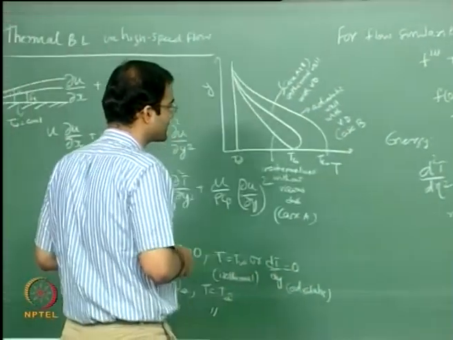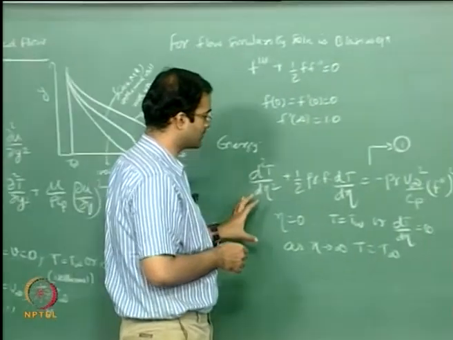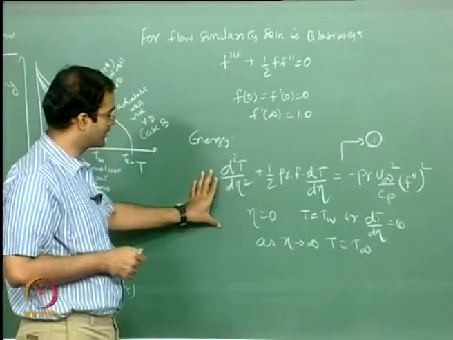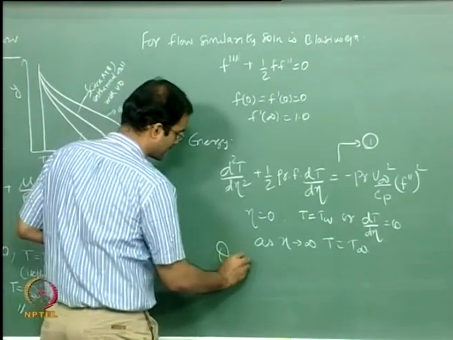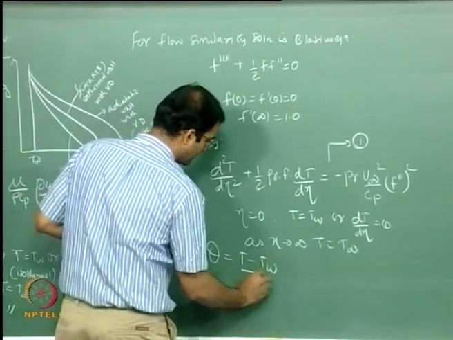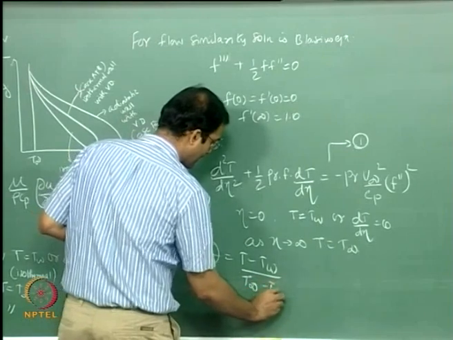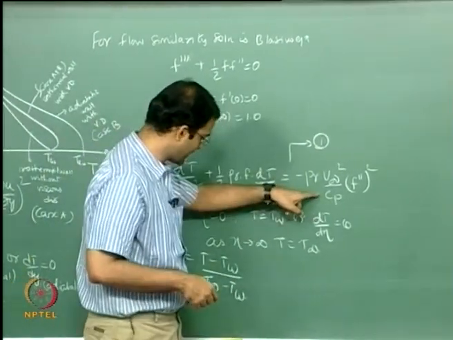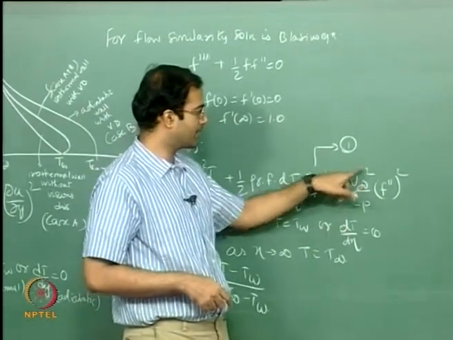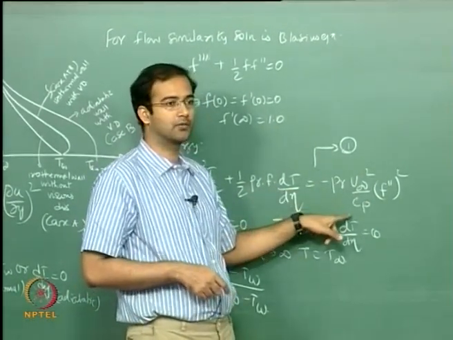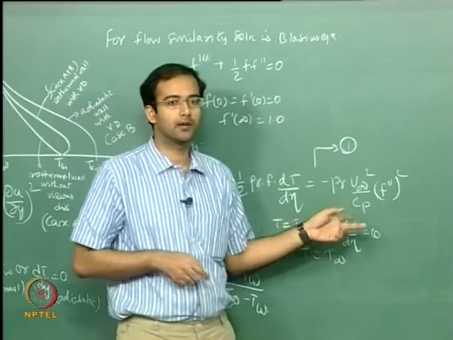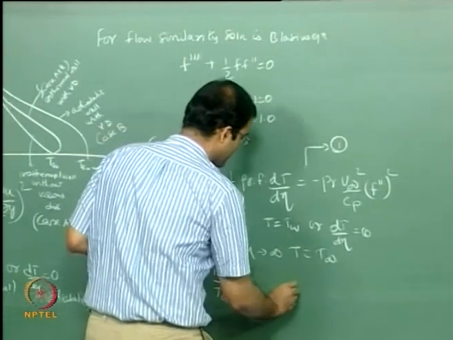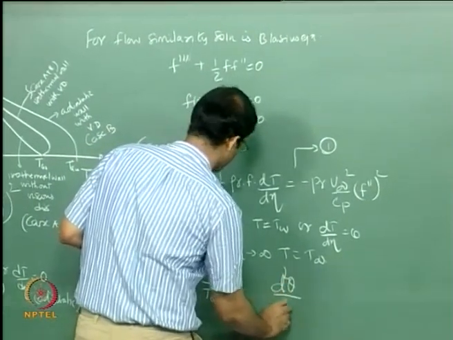What I am saying is, rather than solving this directly, there is one more way of doing it. You can define a theta which is T minus T wall by T infinity minus T wall. Plug it in, divide throughout by T infinity minus T wall, and you can define the Eckert number, U infinity squared by Cp times T wall minus T infinity. In that case you will find a non-dimensional form of this.